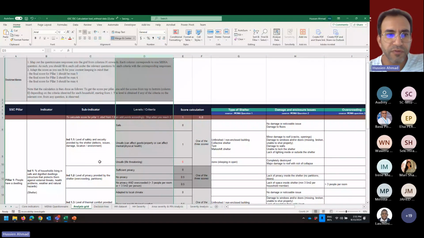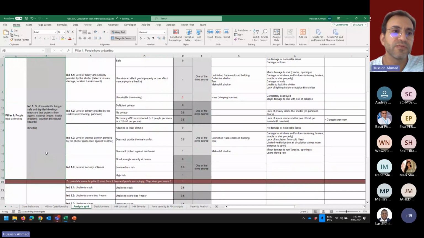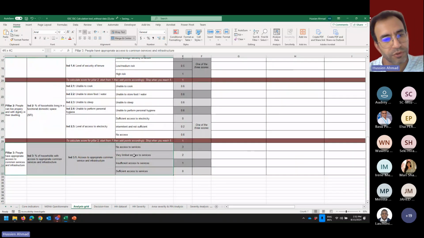Sure. Okay, I have information on pillar 1, I have information on pillar 2, but I don't have information on pillar 3. First of all, information on pillar 3, as we said last time, usually should be coming from other clusters' assessments. So WASH cluster, education cluster, health cluster, etc. And based on their information, you can determine this information for each of these areas or for each of the households and so on. This is one approach to do it.